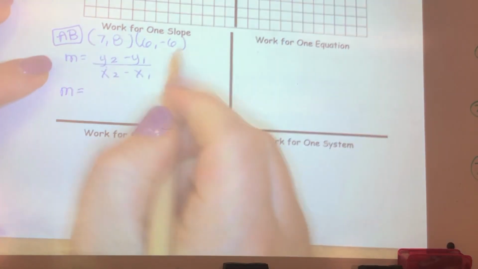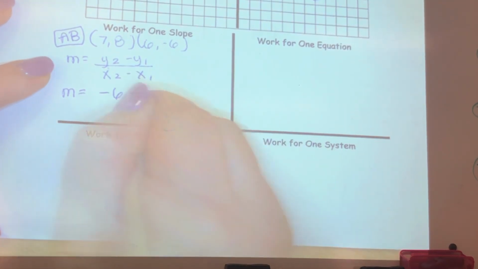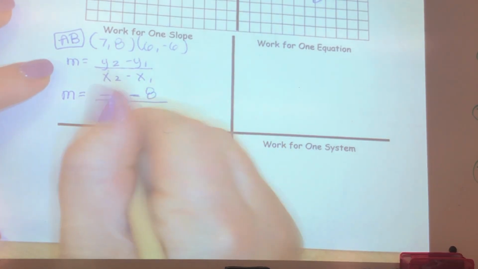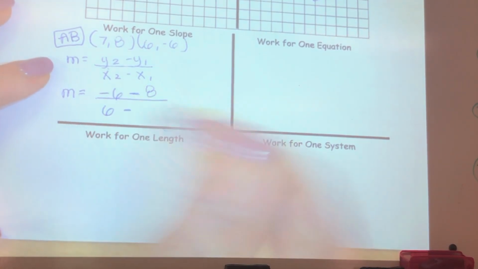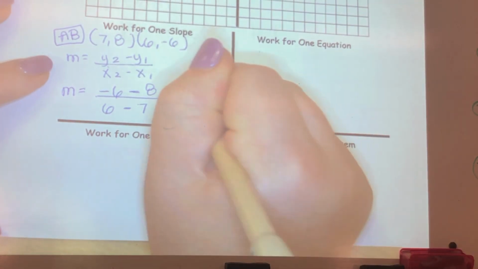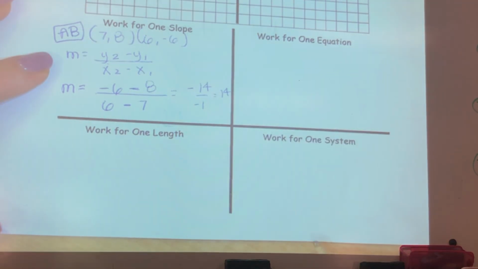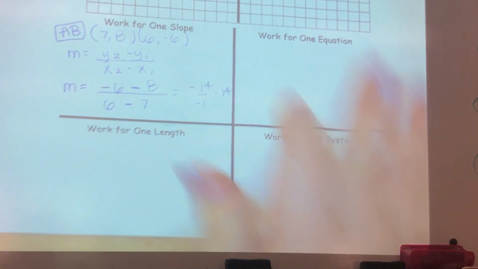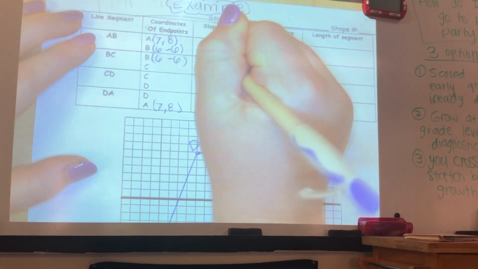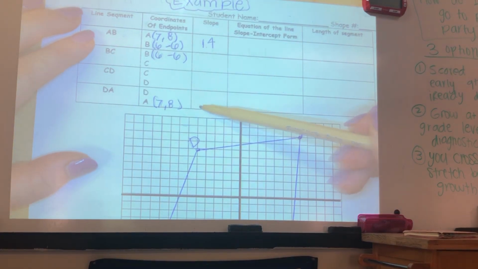My y2, or the second y value I see, is negative 6. Then I'm subtracting my y1, which is 8. On the bottom, I'm going to do my x2, which was 6, minus 7. Your slope you should get would be negative 14 over negative 1, which simplifies to a positive 14. I would go back up to the top and fill that in for my slope for A, B. Go ahead and pause the video and find your slopes for all of these lines.